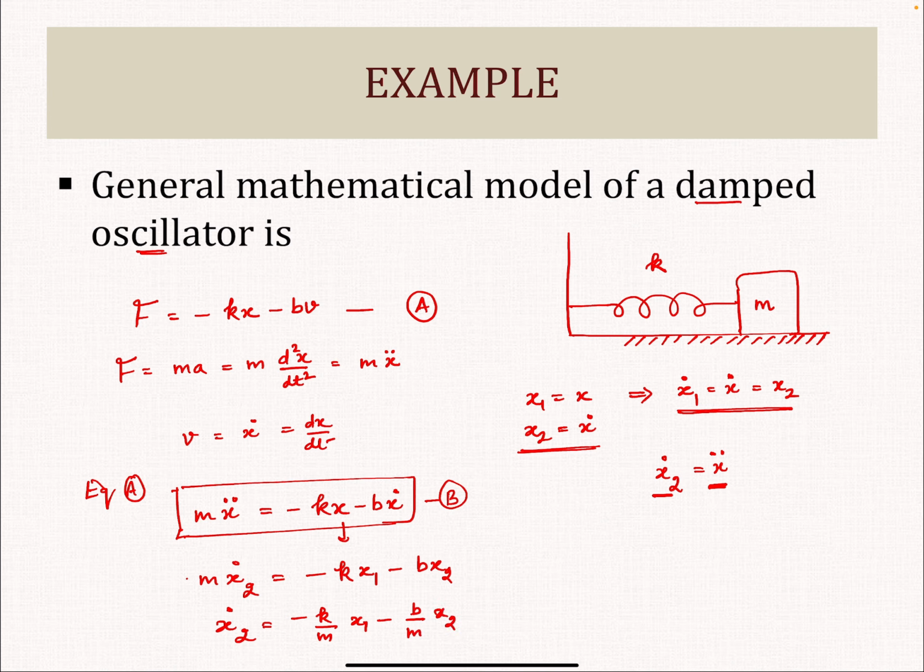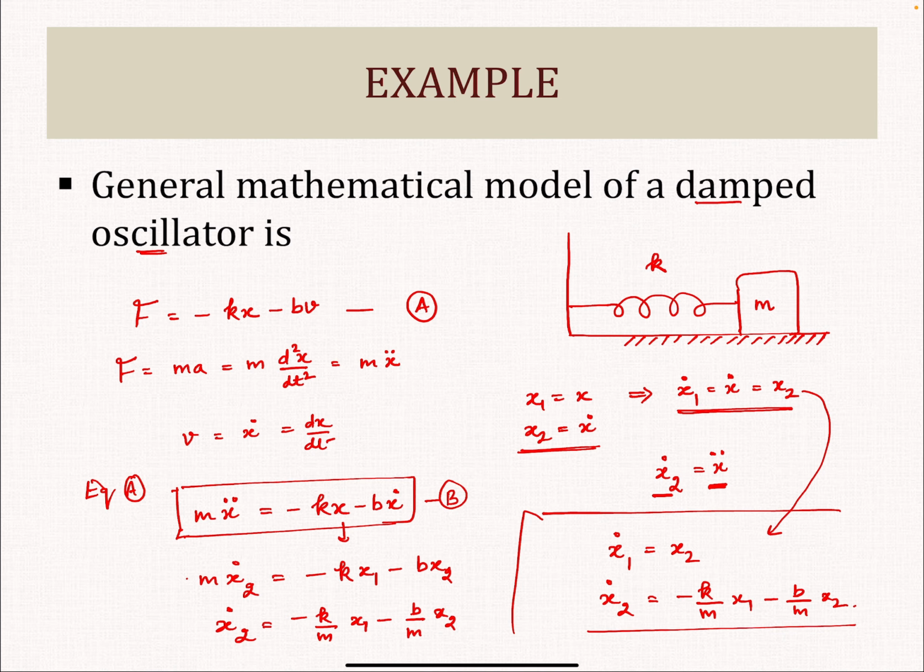So finally, we will take this equation first: x1 dot is equal to x2, and the other one is x2 dot is equal to minus k upon m x1 minus b upon m x2. So this system of the damped oscillator can be represented using two variables x1 and x2, and this is the dynamical framework in which we have written this equation.